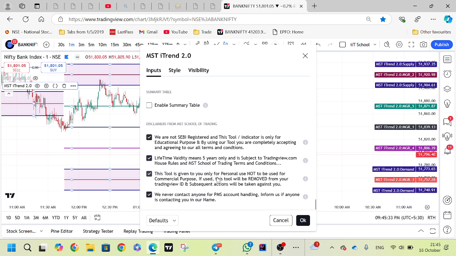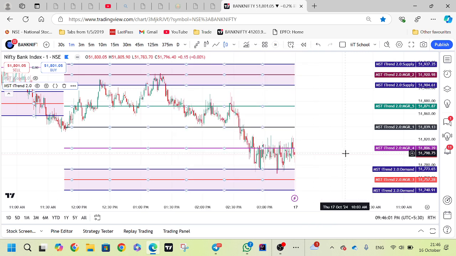This tool is given to you only for personal use. Once again I read this: this tool is given to you only for personal use, not to be used for commercial purpose. If used, this tool will be removed from your trading ID and subsequent actions will be taken against you. And we never contact anyone for PMS, that is portfolio management service, that is account handling. Inform us if anyone is contacting you in our name. You also don't give your account to anyone. You trade, you make mistakes and learn from the mistakes, and don't ever repeat the same mistakes.